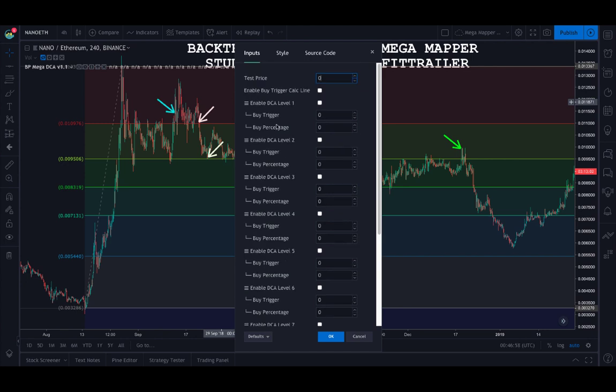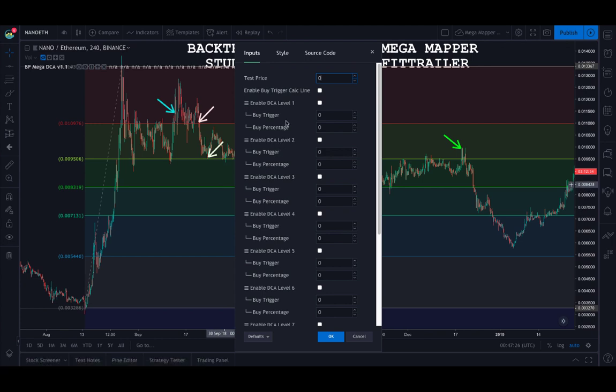You can enter the buy trigger. You can enter the buy percentage. You need to be able to enter the buy percentage, because depending on how much you buy again at each DCA level, that will change your average price. And the average price, or the buy trigger calc line as we also call it, is what you use in order to do the calculations to match up your DCA trigger levels with the Fibonacci retracement levels. So I'll show you how to do that.